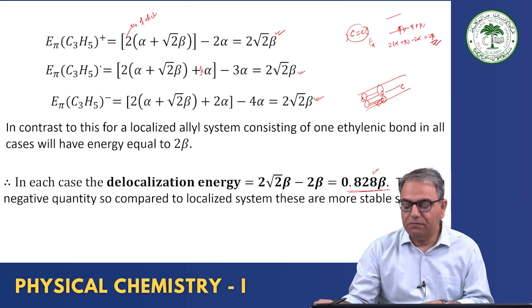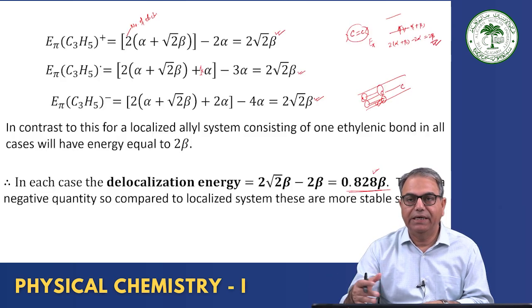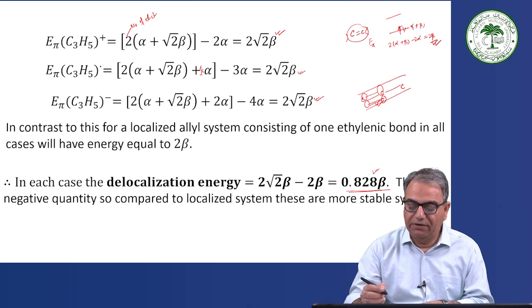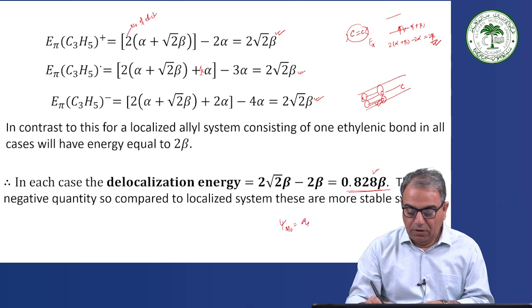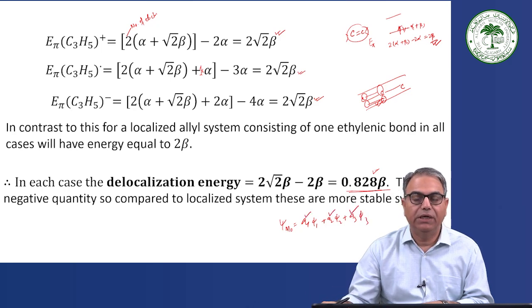Okay. So, once we are done with the energy values of the bonding, non-bonding and anti-bonding orbitals, the second thing is finding out the eigenvalues and eigenfunctions. And what are the eigenfunctions? You started with psi MO is equal to A1 phi 1 plus A2 phi 2 plus A3 phi 3. So, the next task is finding out the coefficients A1, A2 and A3.